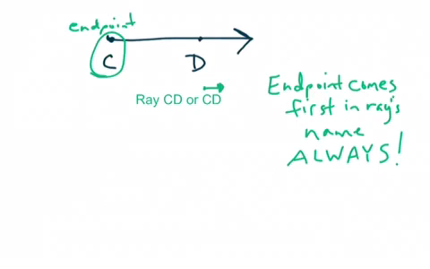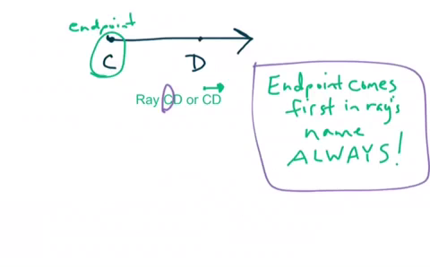That doesn't have to be there for the labeling, but I do want you to realize that when we're talking about endpoints, the endpoint, which I circled there, the C is the endpoint, that's always going to be at the beginning of the labeling of it. I couldn't call this ray DC because D is not the endpoint of this ray. C is the endpoint of the ray, so it's always going to come first. So please make sure you're noticing this.